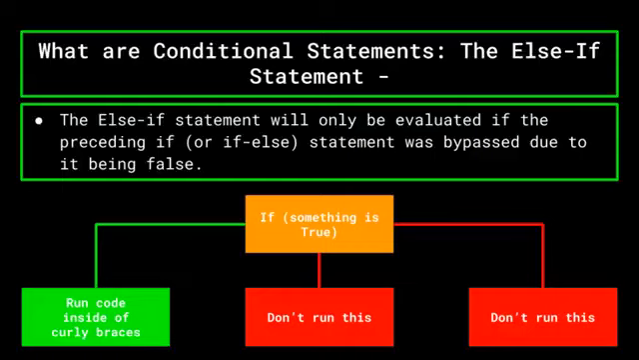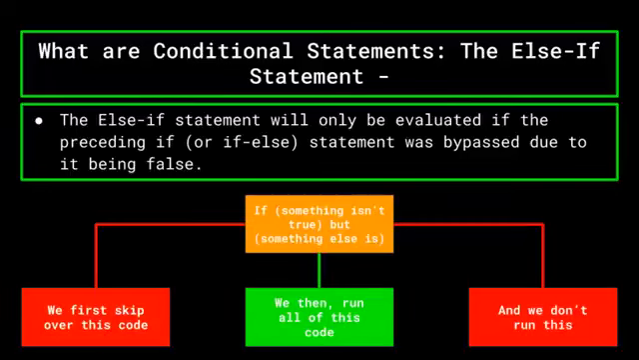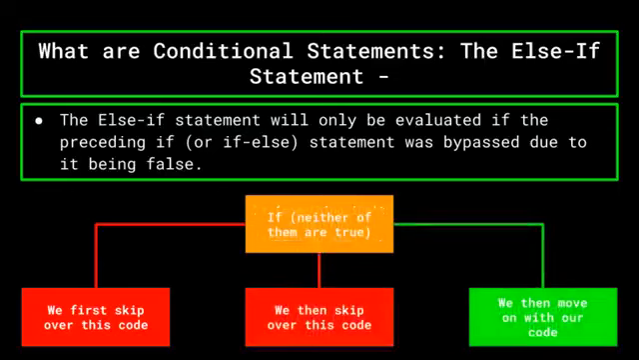So we would run through it like so. If something is true, we would run the code inside of that statement's curly braces. Else, if that something is not true, but another statement inside of the parentheses is true, we would then run that code segment. And if neither of them are true, we would skip both segments of code and move on in our program. This can be a hard concept to wrap your head around, so let's do an example.